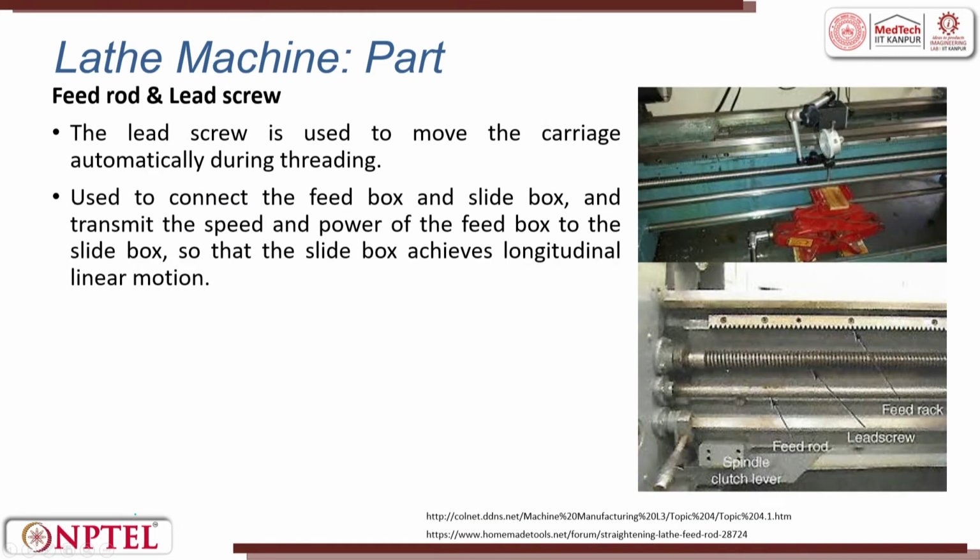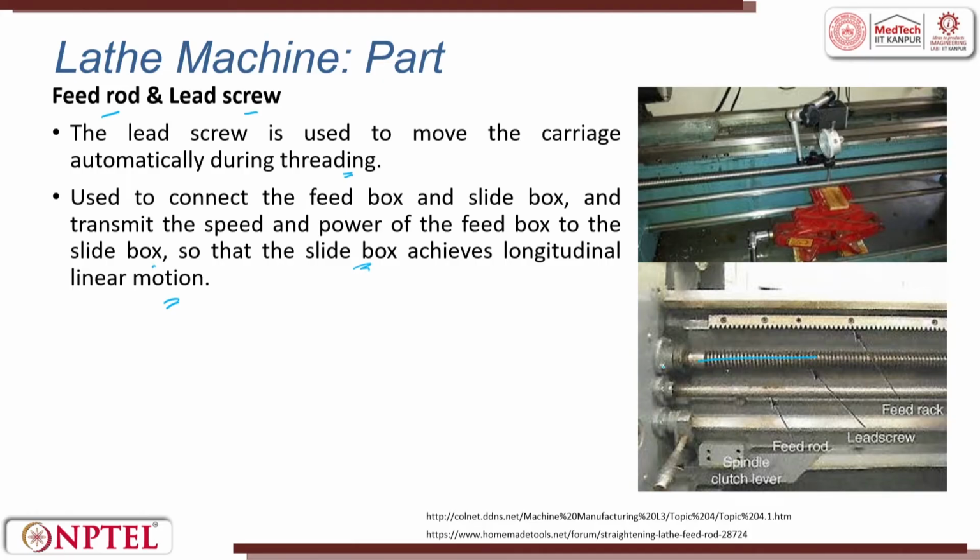The next two important parts are the feed rod and the lead screw. The lead screw is used to move the carriage automatically during threading. The feed rod is used to connect the feed box and the slide box and transmit the speed and power from the feed box to the slide box, so that the slide box achieves longitudinal linear motion.